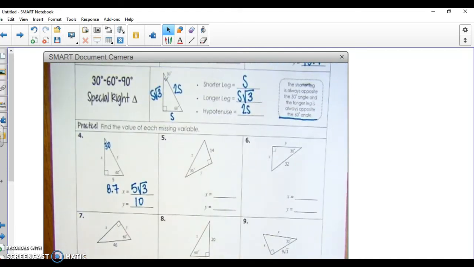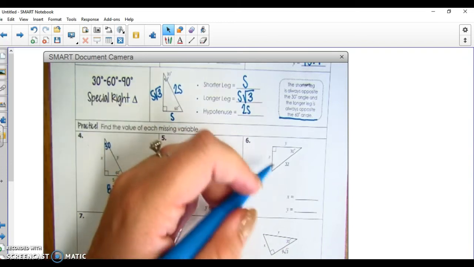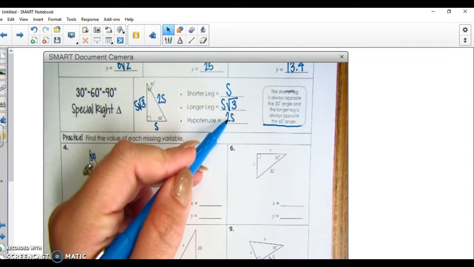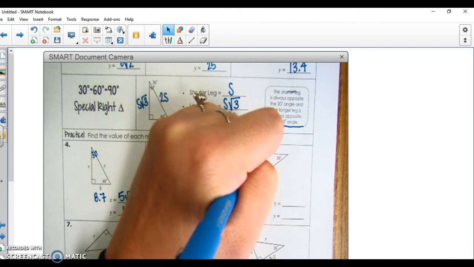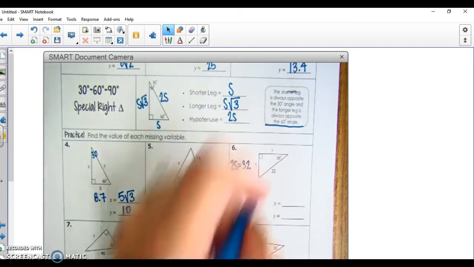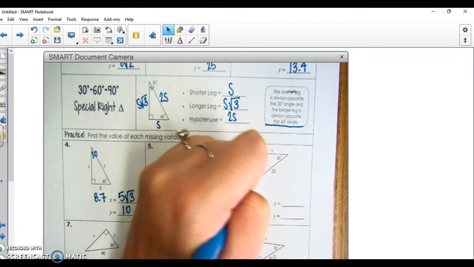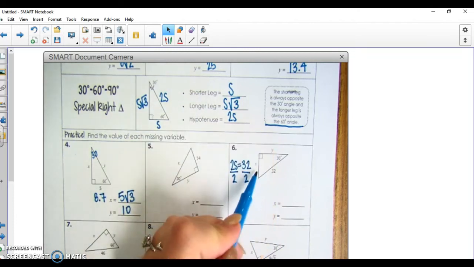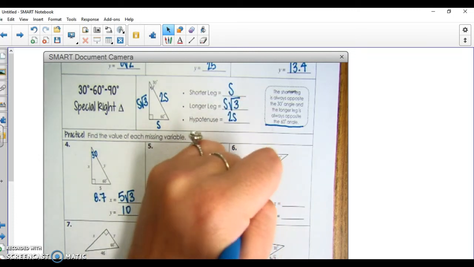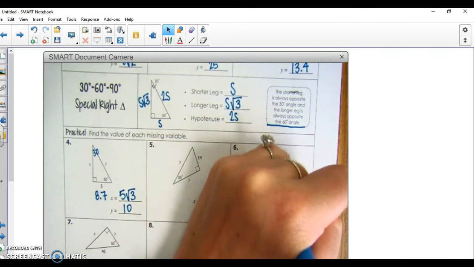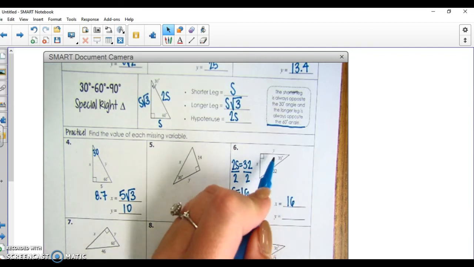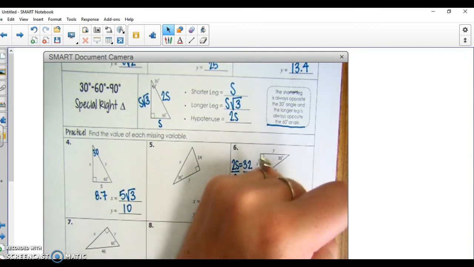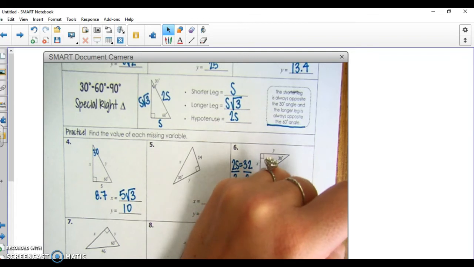All right, so we'll look at number 6, we're given the hypotenuse. So we know that the hypotenuse is always 2s. Well, we can set 2s equal to 32. So divide both sides by 2. So we know that our shortest side x is going to be 16. So once we have our shorter side, then we can find our longer side, which is going to be 16 times the square root of 3.